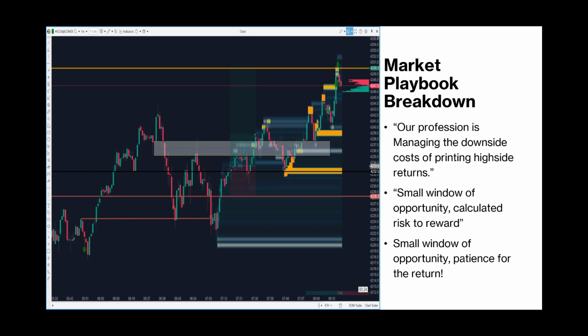Now, remember, this is how we think: a small window of opportunity, calculated risk to reward. We're looking to capitalize on small windows of opportunity with a highly calculated risk to reward. One more time: a small window of opportunity, and then we need to have patience for the return. This is what we're focused on when we come into the market every single day.